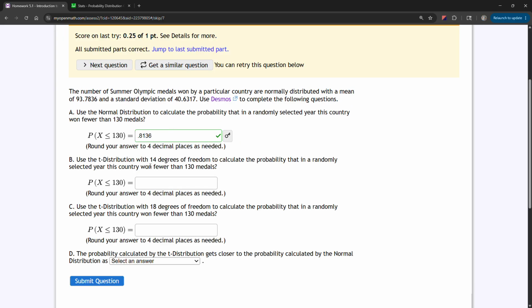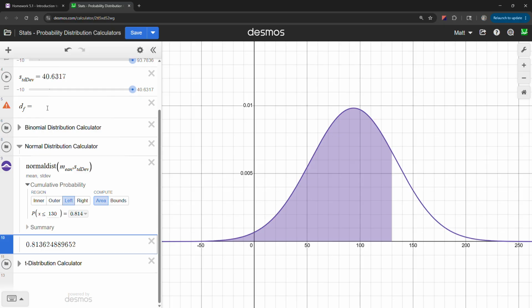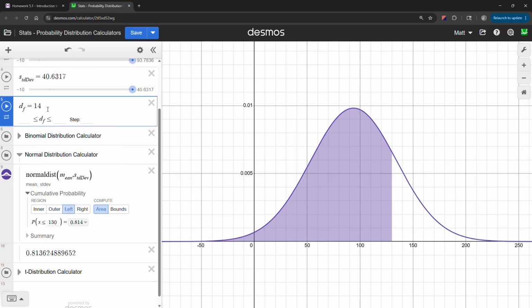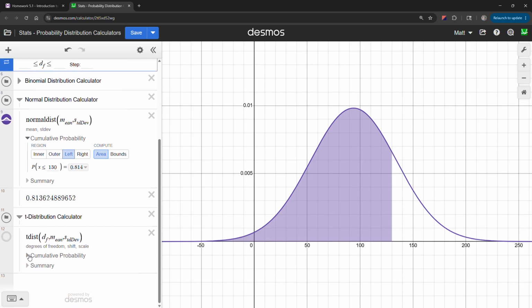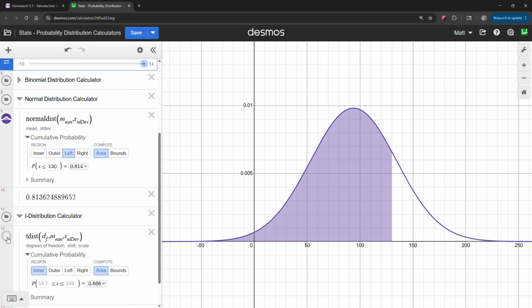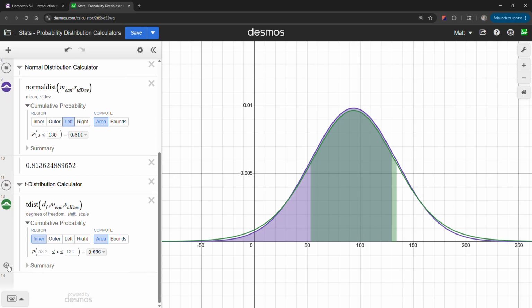In parts B and C, now we want to use the t-distribution to find the same probability, and we're given an additional piece of information that we need for the t-distribution, which is the degrees of freedom. So where we have df, we'll plug in that value for our degrees of freedom, and then we can open up the t-distribution calculator, and this will work very similar to how the normal distribution calculator works. We can turn on the visualization for that tool. We can zoom fit between those two different distributions, but the pictures are fairly similar.